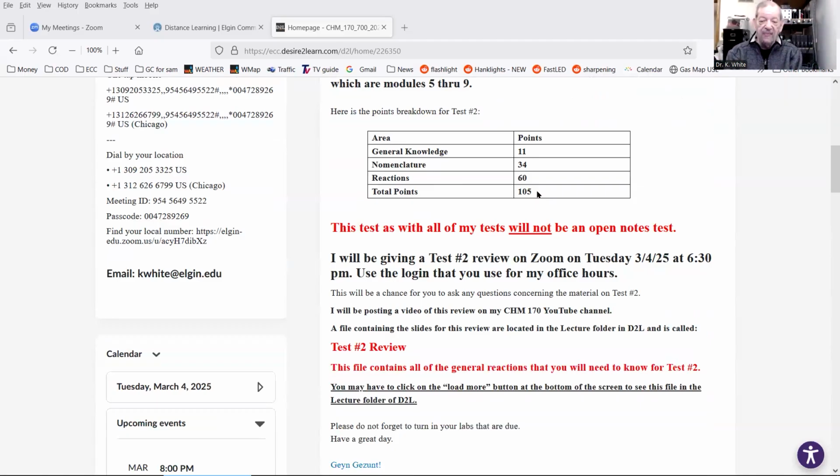This is not an open note or open friend or use the internet test. You should not be doing that. It's cheating. I have things in my test that show if a student has cheated by doing one of those, and I will do what's in my syllabus. Please do not cheat. And right now I'm doing this review.